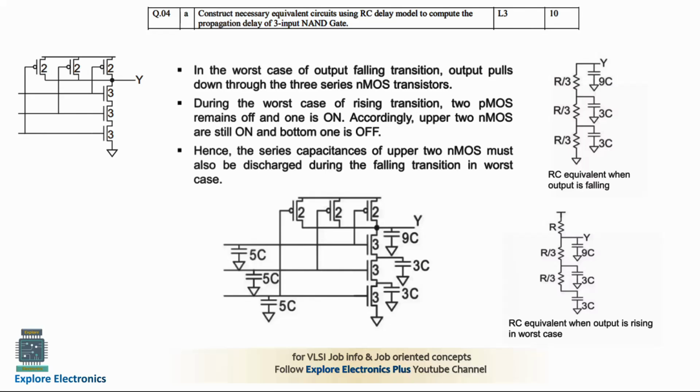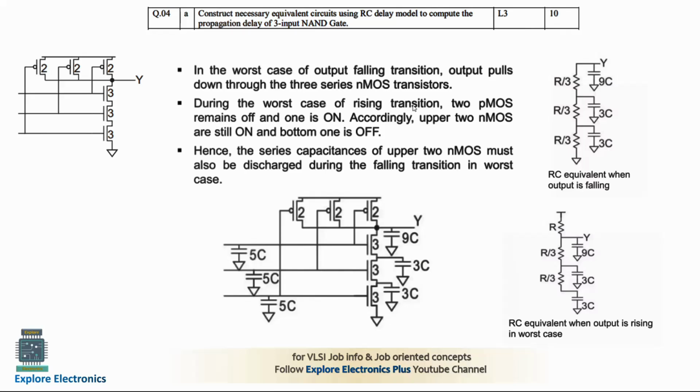3 PMOS transistors are connected in parallel in the NAND gate. So we need to take the worst case output falling transition by taking output will be pulled down through the 3 series transistors whenever they are on. By taking the output falling means output will be 0. When actually the output of the NAND gate will be 0? When all the 3 gate inputs are 1. In that case, the 3 pull down transistors will be on and the pull up transistors will be off.